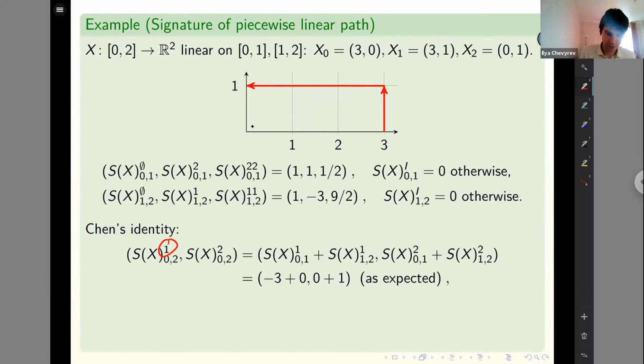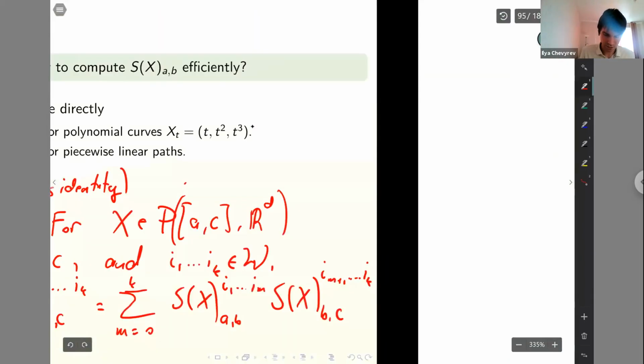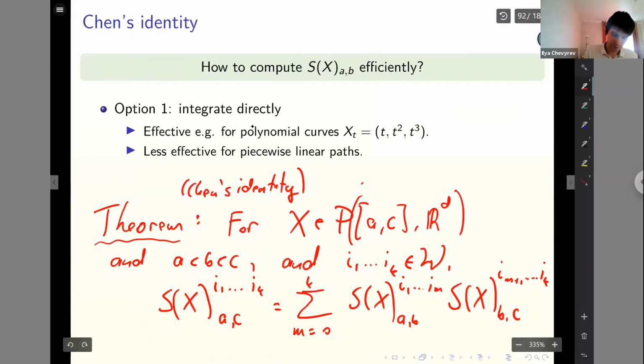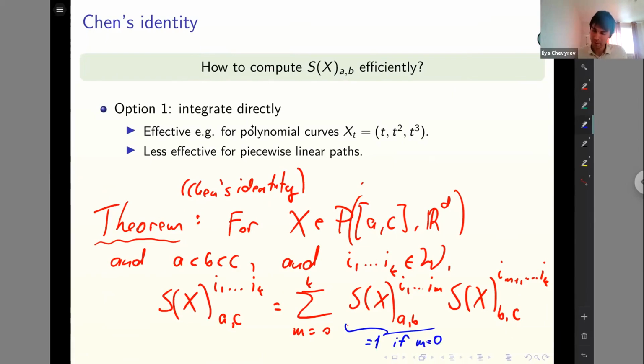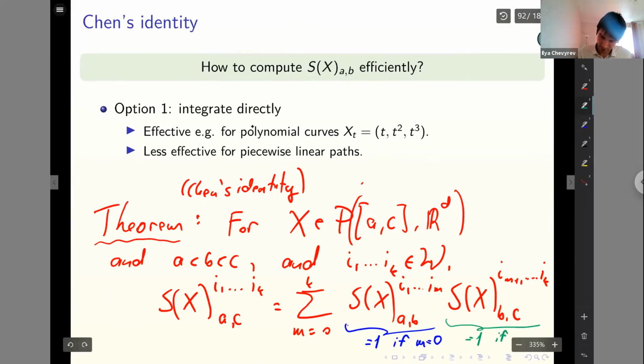If I go back to the statement of Chen's identity, here k would be equal to 1, and m would be either 0 or 1. Let me write it explicitly. This is equal to 1 if m is 0, because this would be the signature term associated to the empty word. And likewise, this term would be equal to 1 if m is equal to k, because this would again be the signature associated to the empty word.